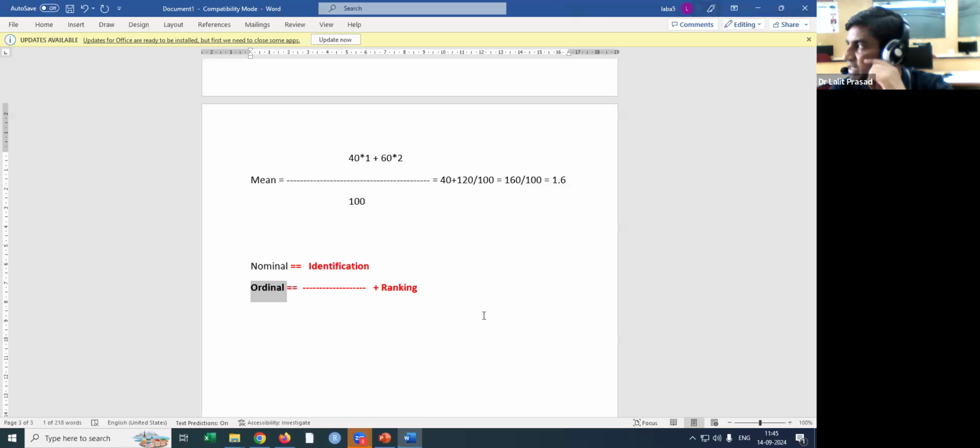Then if you talk about sound quality, I have given the example of 3 TV brands. The sound quality of this one is good, it sounds very good to listen to. Then the second one, then the third one. But what is the difference between these two? You will not be able to find out. Then it is known as the ordinal scale. It is known as the ranking scale.